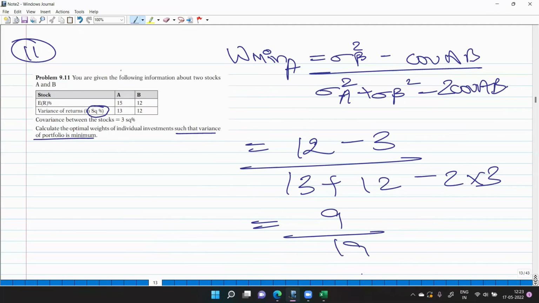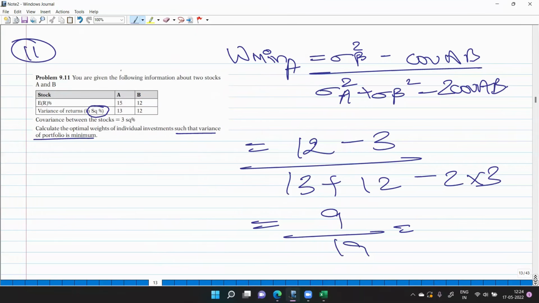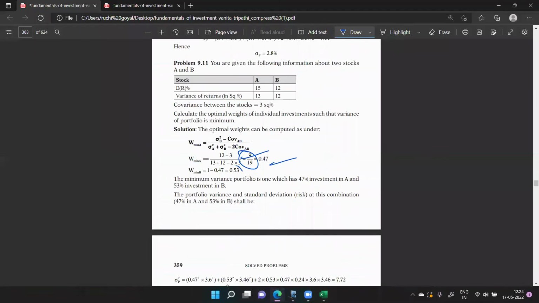25 minus 6, 19. Right. Let's check. 9 upon 19, 0.47. That means I should invest 47% in A, and in B I should invest 100 minus 47%, that is 53%.